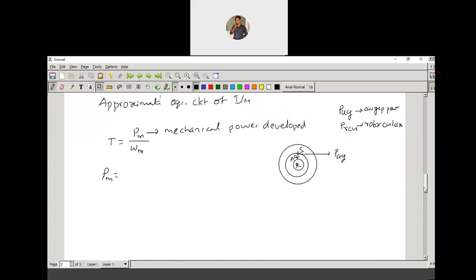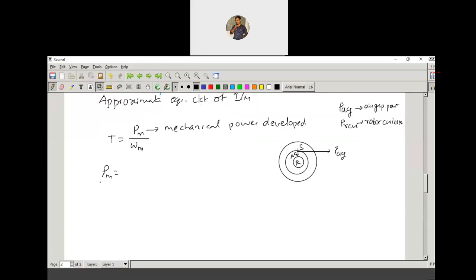Okay, so from this, could you tell me what is the formula of mechanical power developed in terms of PAG and PRC? Anybody, could you answer me in terms of air gap power and rotor copper losses? Let me know how much you remember your machines topics. So please, any one of you. Hello, my dear students, I'm asking you only. So could you tell me the mechanical power developed equation in terms of the air gap power and also rotor copper losses?